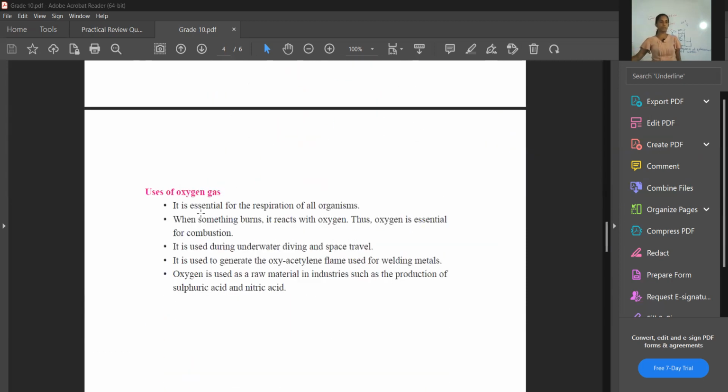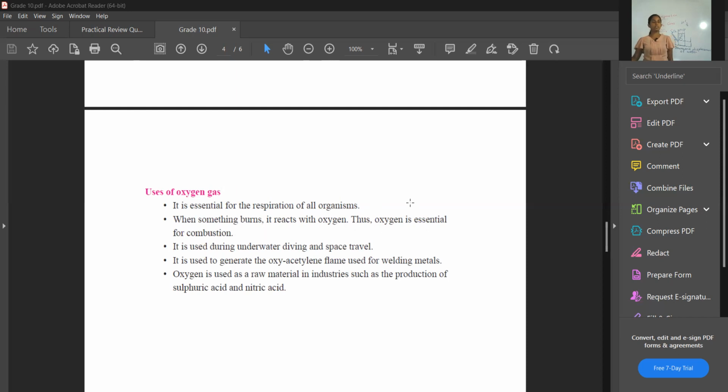Then you are given the uses of oxygen gas. It is essential for the respiration of all organisms, all plants and animals. Both of us need oxygen for respiration, but photosynthesis is a separate one. For photosynthesis, plants use what? Carbon dioxide gas, and they release oxygen as a byproduct of photosynthesis. Now, when something burns, it reacts with oxygen. Burning means the combustible substance reacts with oxygen.